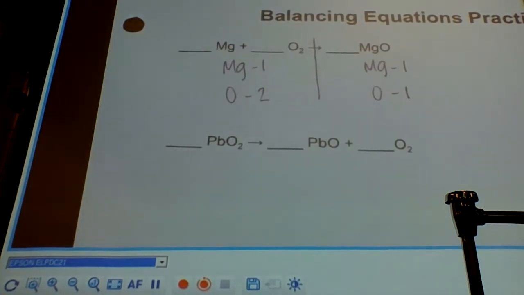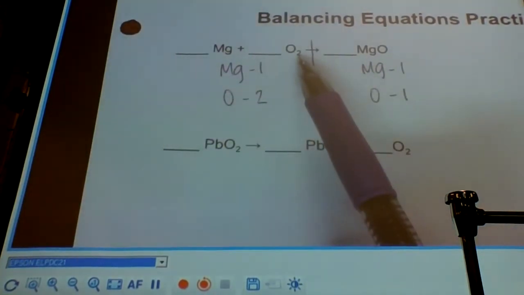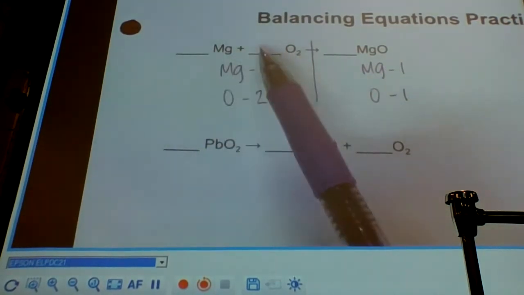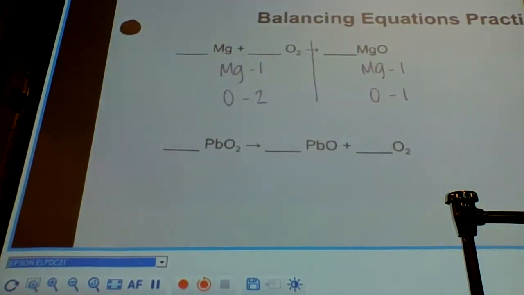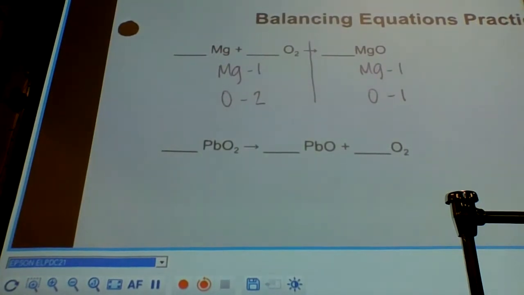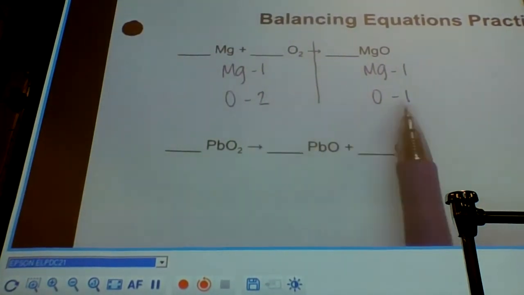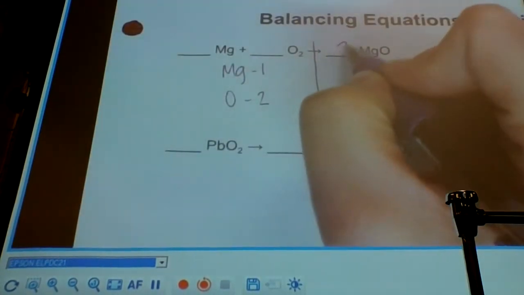Okay, so now this is when I can start adding coefficients. Remember the golden rule: I cannot change these little subscripts and I can't add subscripts. I can only add numbers in front, which are the coefficients. So if I look, I can tell that my oxygens are not balanced. So I need to bring this one up to 2 somehow. How am I going to do that? Multiply by 2. Yep, I put a 2 here.